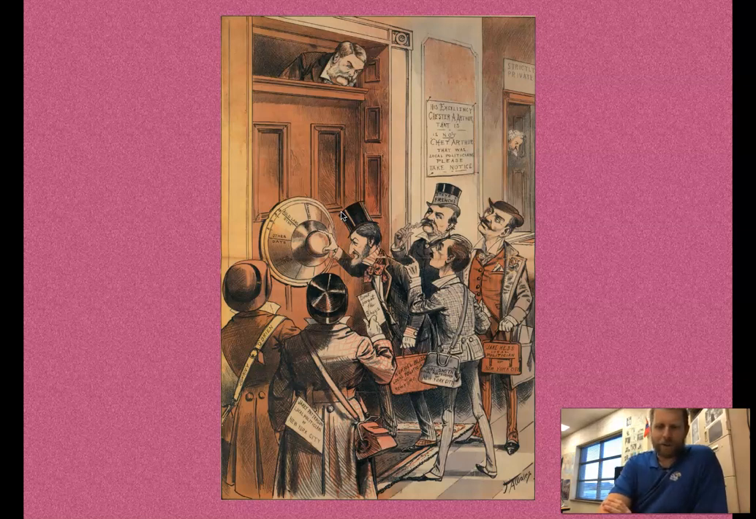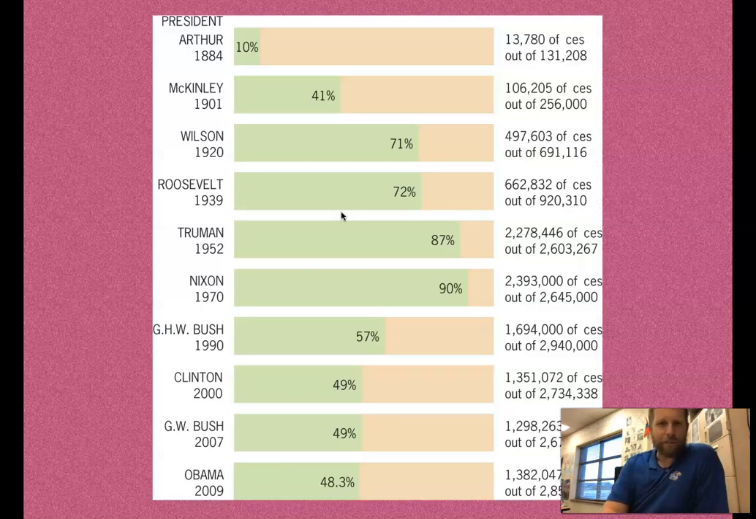This is a political cartoon of everyone listening and trying to figure out what Arthur's going to do with civil service reform. This is kind of showing, I'm not sure. We're just going to skip that.